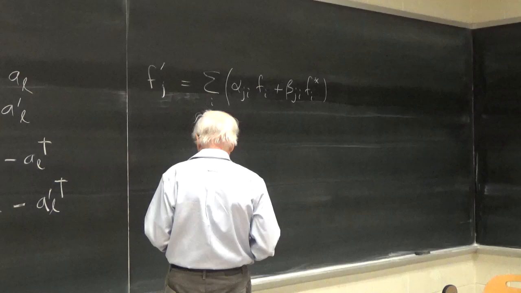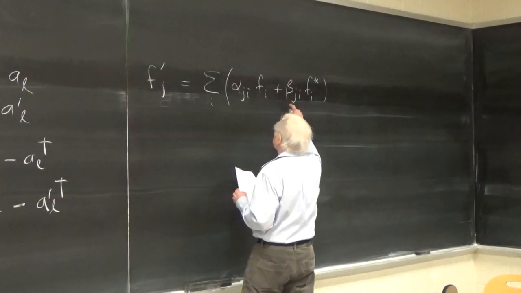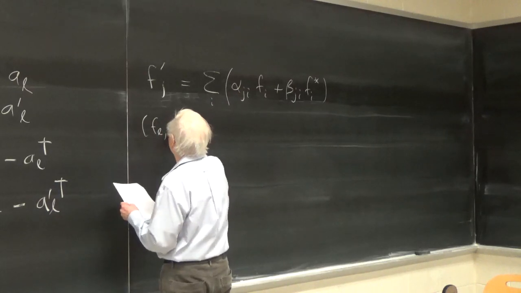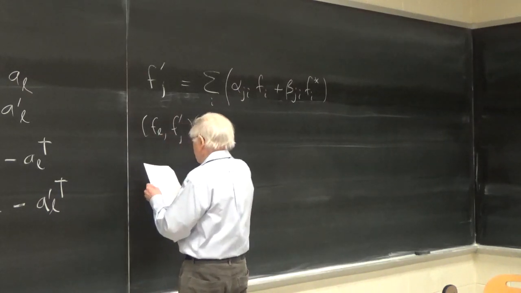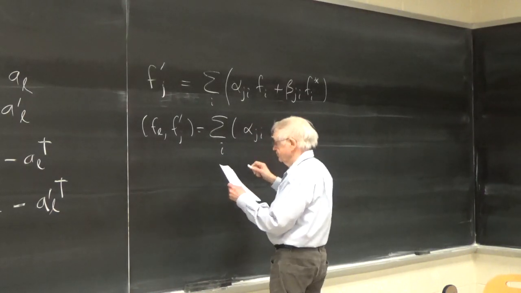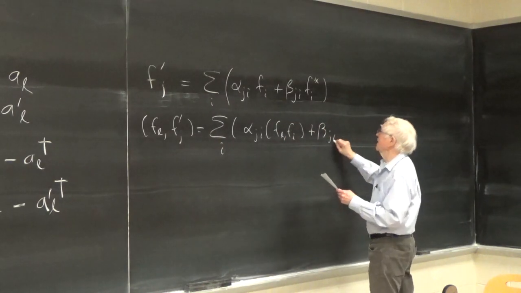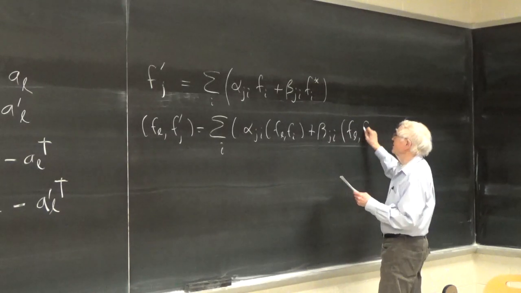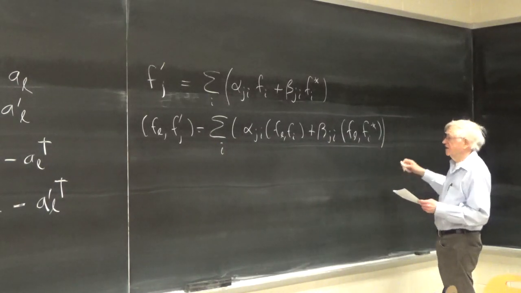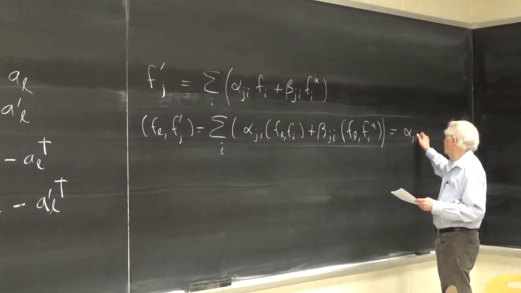And we can then identify these coefficients by taking further scalar products, namely FL with F prime j is then a sum over i, alpha_ji (FL with Fi) plus beta_ji (FL with Fi star). This one is 0. That one is delta Li, and so this is alpha_jL.